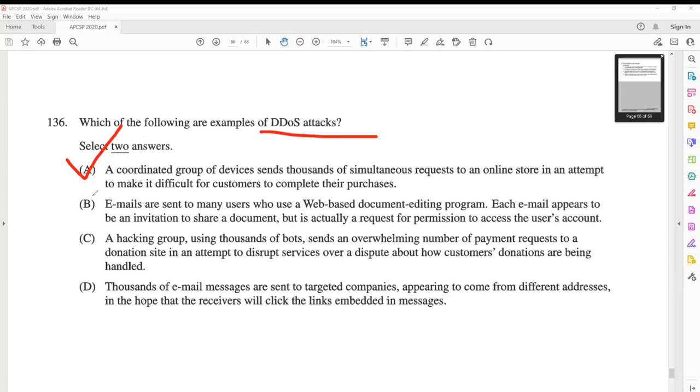Okay, this one is actually not. A hacking group using thousands of bots, this one is botnets. An overwhelming number of payments to a donation site intended to disrupt the service: yes. So this one is A and C in 136. Any question?